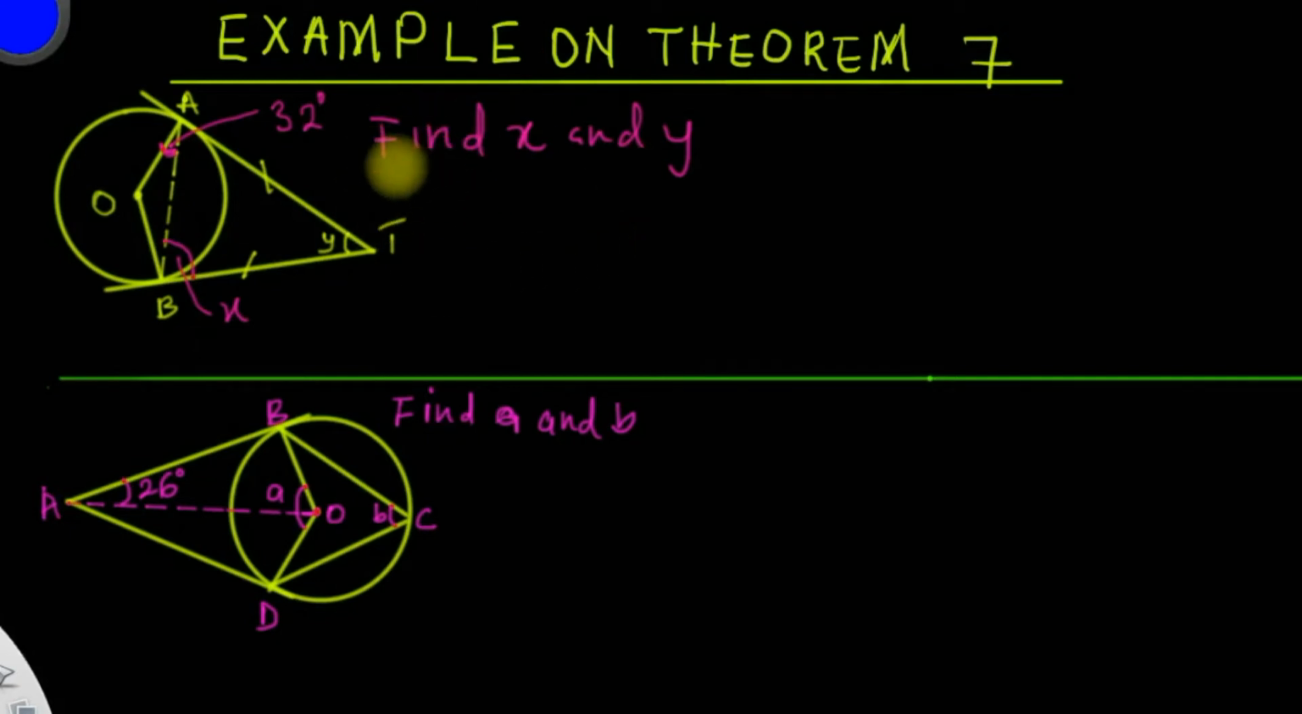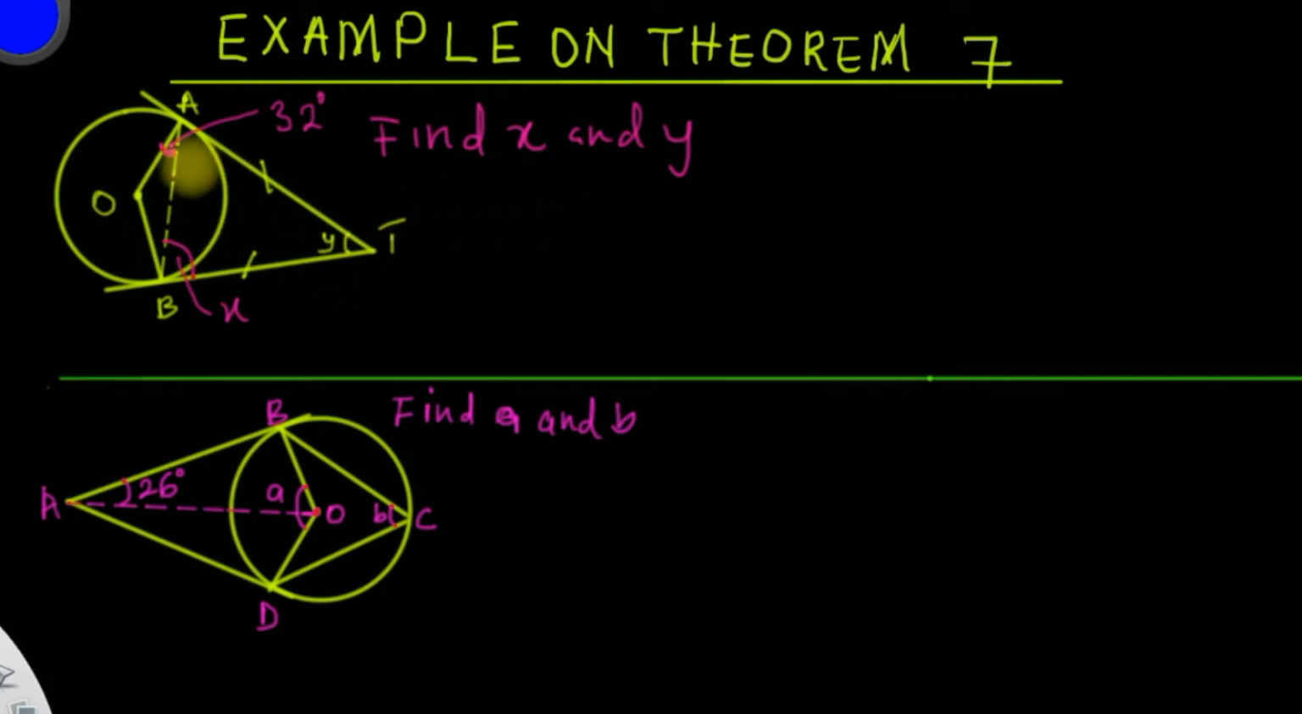In this video, you look at examples on Theorem 7. We have two examples here that we are going to consider on Theorem 7. In this first example, we are asked to find x and y. How do we find x and y?